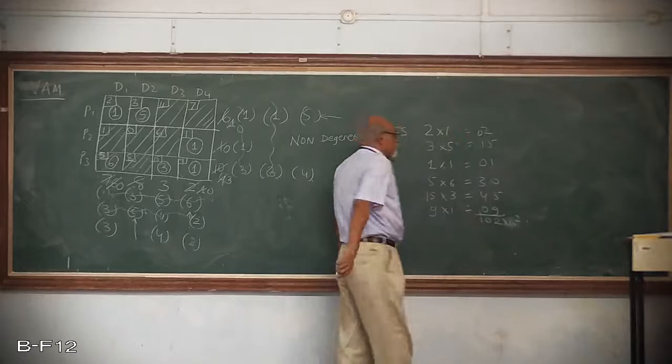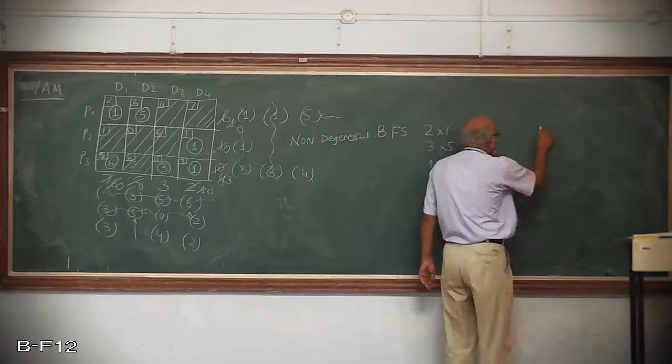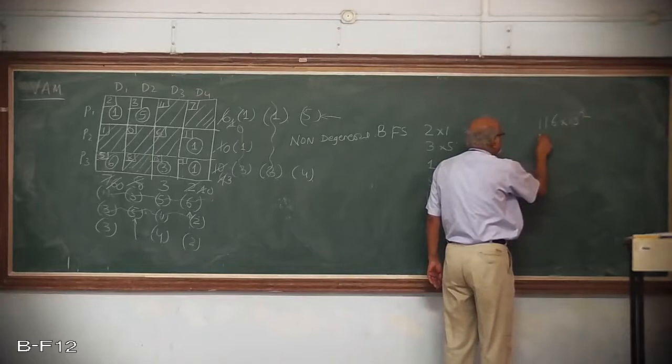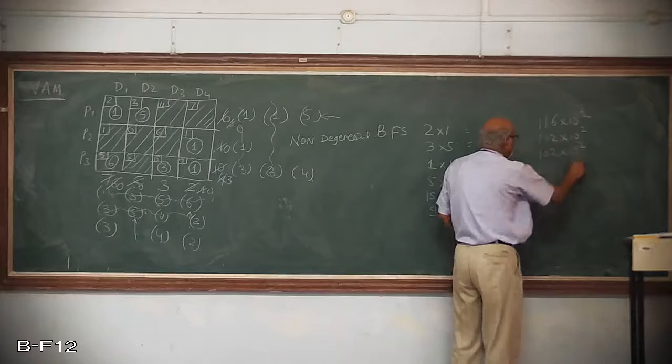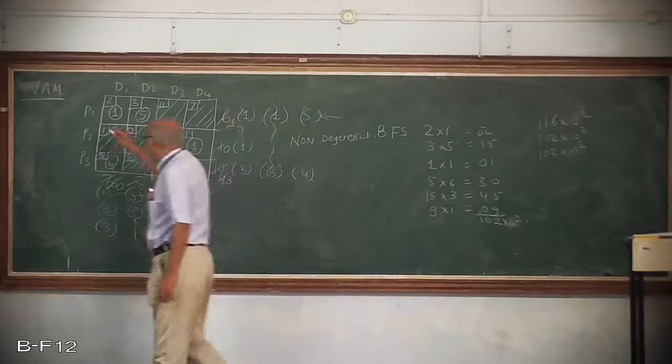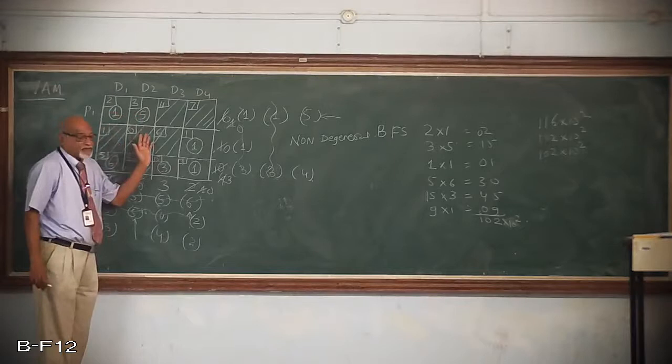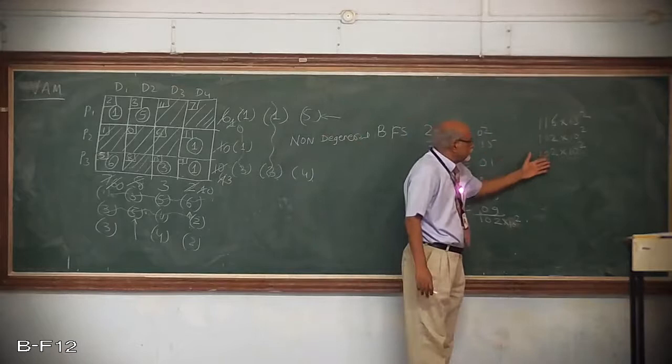You just see here, earlier we got 116 into 10 to the power 2, or 112 into 10 to the power of 2, but here we are getting 102 into 10 to the power of 2. That is the significant difference. Because if we allocate like this, we are going to save that much. Instead of 116, we can reduce it to 102. Try to understand what is the maximum benefit available over here.